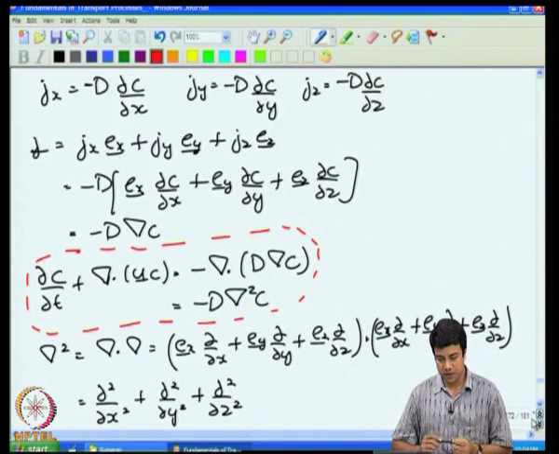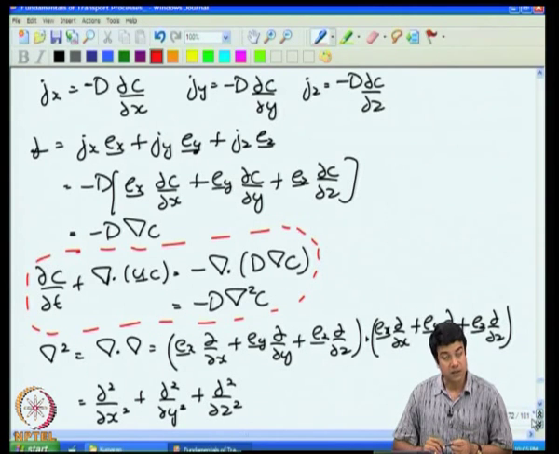And the fluxes can be written in terms of the concentration variations. Jx is equal to minus D times partial c by partial x, Jy is equal to minus D partial c by partial y, and Jz is equal to minus D times partial c by partial z. The vector J can be written as minus D times the gradient of c, the same gradient operator that we had defined previously. C is a scalar, the gradient operator is a vector, so minus D grad c is a vector.